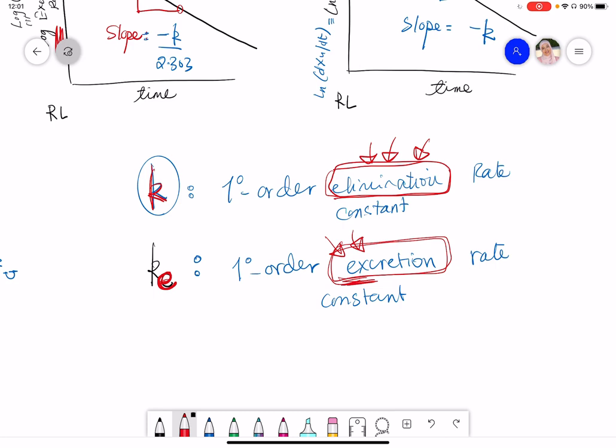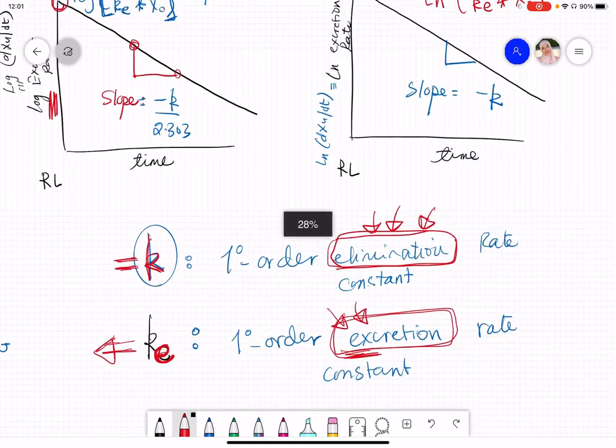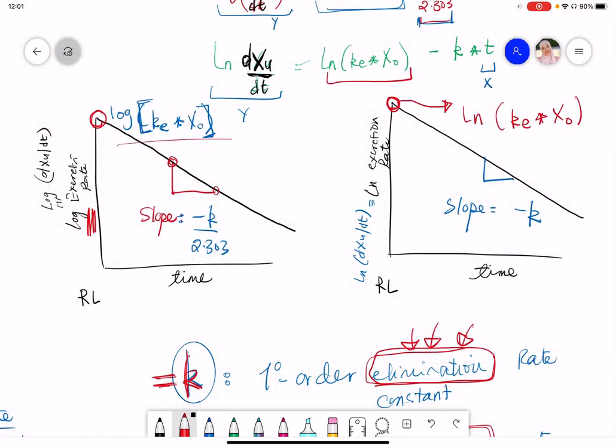Again, be careful that k is determined from the slope and ke is determined from the intercept. You need to take the anti-log, if it's a log transform, of that term, and then back calculate to determine ke. And in the ln transformed, you need to take the anti-ln of the term that you have, then back calculate the excretion rate constant.